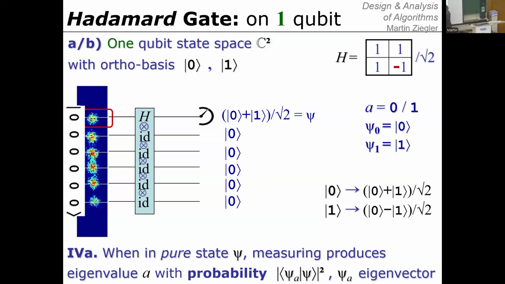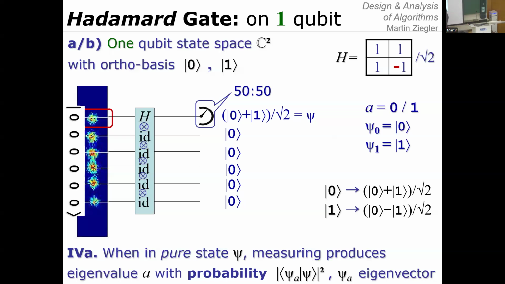And similarly, the other possible outcome is 1. Calculate the inner product of this vector with the 1 vector. Take the absolute value, which is 1 over square root of 2, square it, which is 1 over 2. So indeed, the classical result after the measurement will be 0 with 50% or 1 with 50%. And after the measurement, the state will have changed. It will be either 0 or 1, like looking into the box with Schrödinger's cat.